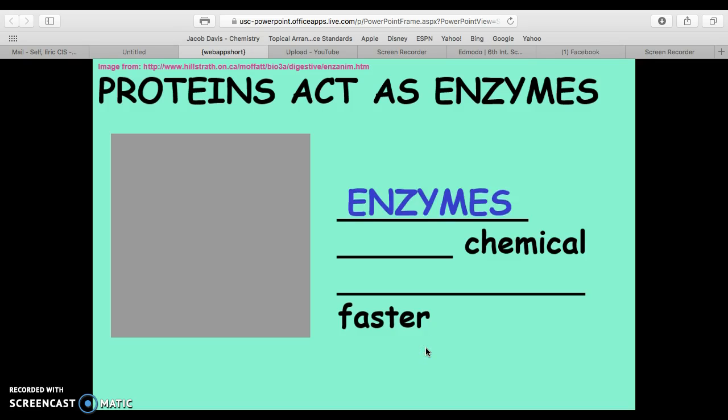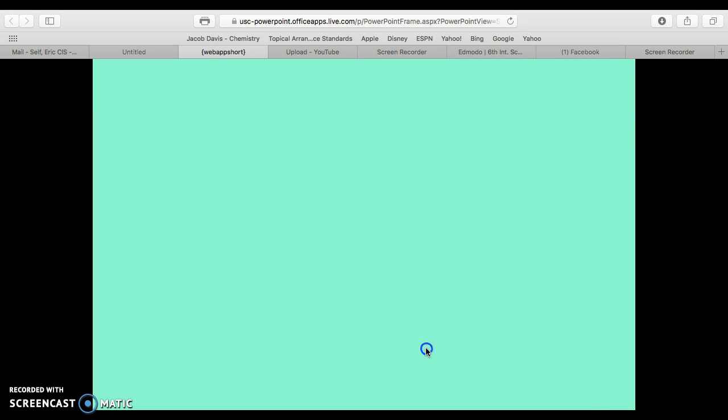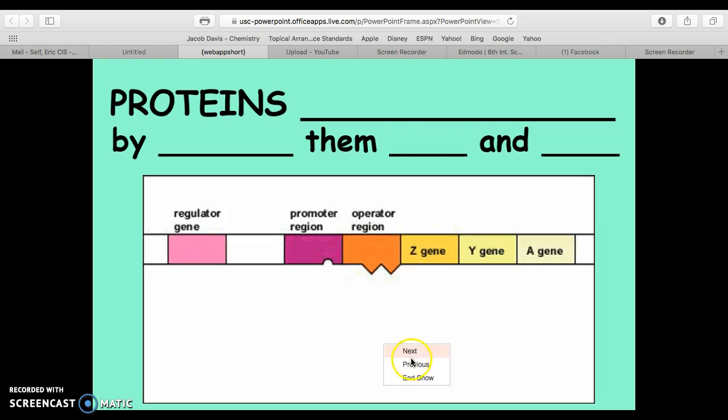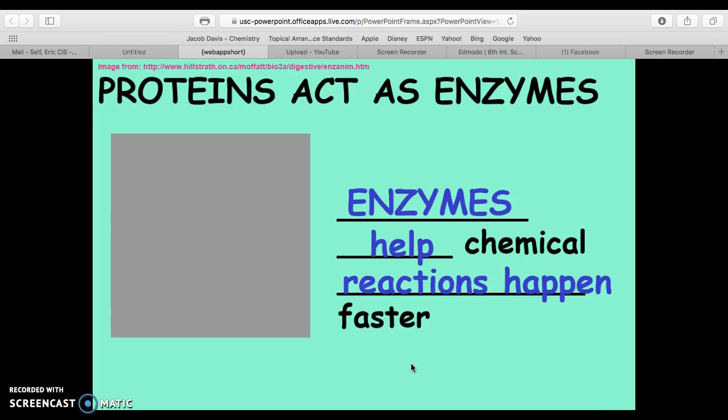Proteins can also act as enzymes, and enzymes basically help chemical reactions take place faster. They do this by lowering activation energy. Please write that down, even though it may not be on that slide. I went too far. Let me back up. They lower activation energy. Write that down, okay?